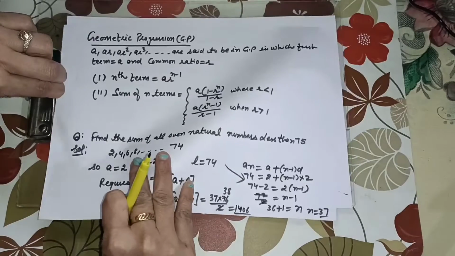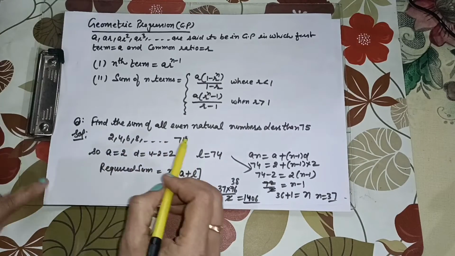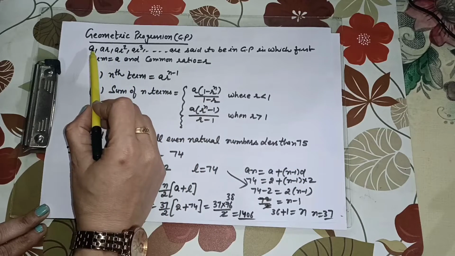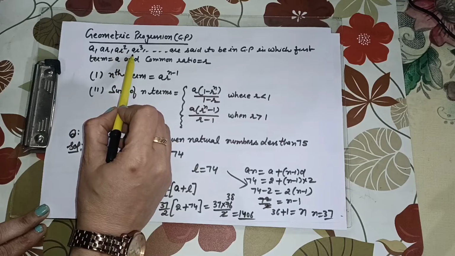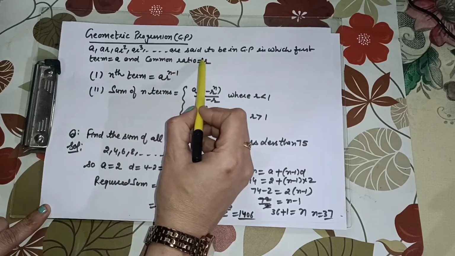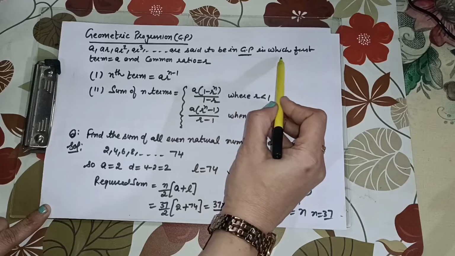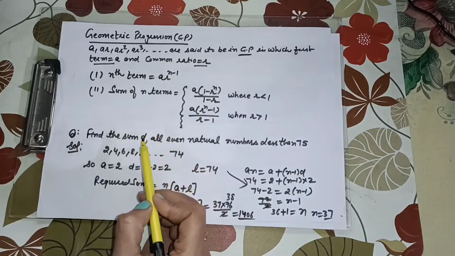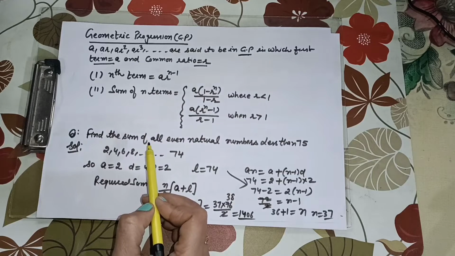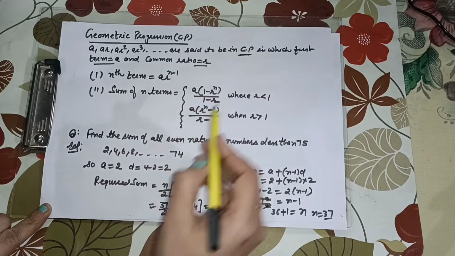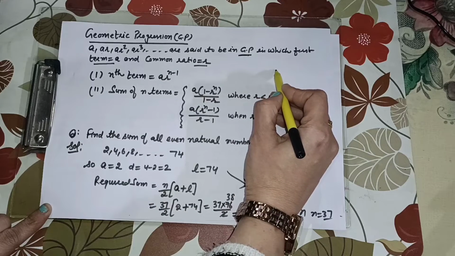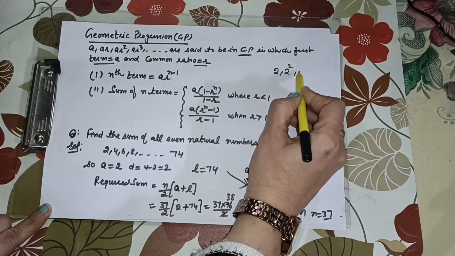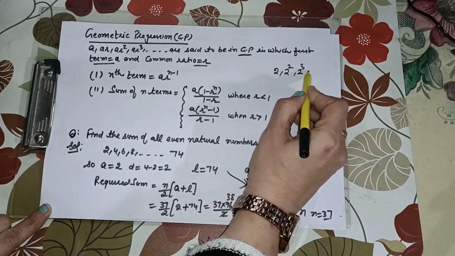Now, next is geometric progressions. How can we recognize the series? The terms a, ar, ar square, ar cube and so on are said to be in GP, that means geometric progression, in which the first term is a and the common ratio is r. In arithmetic progressions, we check the common difference, but in geometric progressions, we check the common ratio. Suppose we have 2, then 2 raised to power 2, then 2 raised to power 3 and so on.